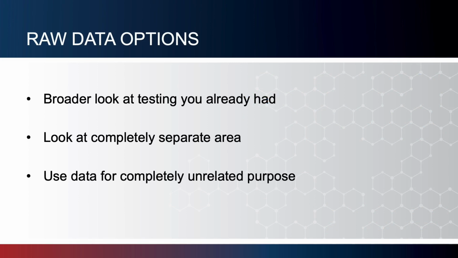So let's say you did genetic testing for the 3 most common changes in the BRCA1 and 2 genes in the Ashkenazi Jewish population, and you want to take a broader look at the BRCA1 and 2 genes. Or you could look at a completely separate area. So you did that testing for the 3 most common BRCA mutations in the Jewish population, and now you want to look at how your genetics impact your diet. Or you could use the data for a completely, I'll call it, unrelated purpose. So there are companies where you can do genetic sequencing, and you can purchase healthcare or fun genetic tools, or you can even do genetic genealogy.